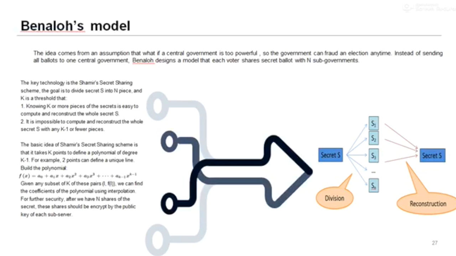The goal is to divide the secret into pieces, such that knowing K or more pieces of the secret makes it easy to compute and reconstruct the whole secret, and it's impossible to compute the whole secret with K-1 or fewer keys, because it takes K points to define a polynomial of degree K-1. For example, 2 points can define a unique line.